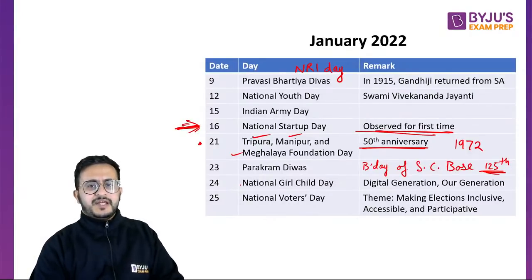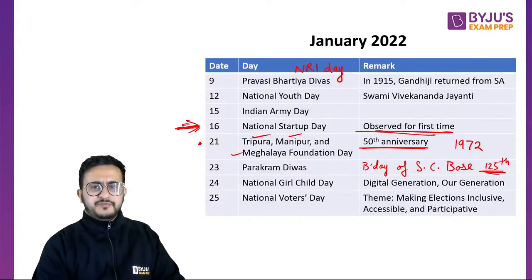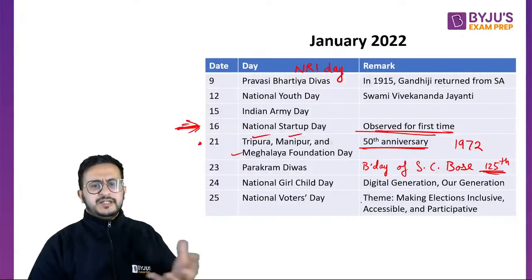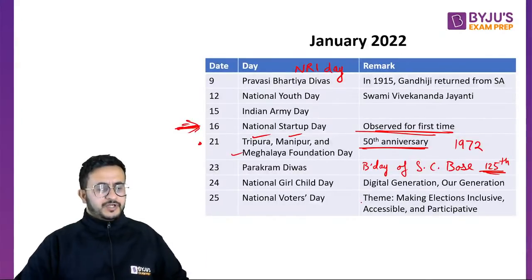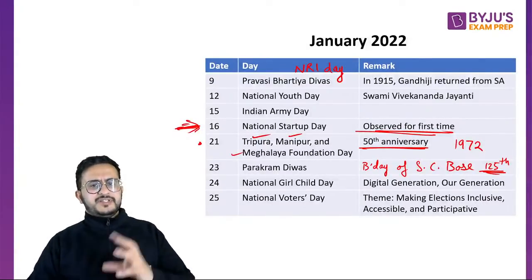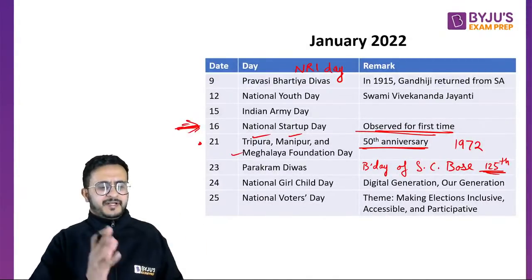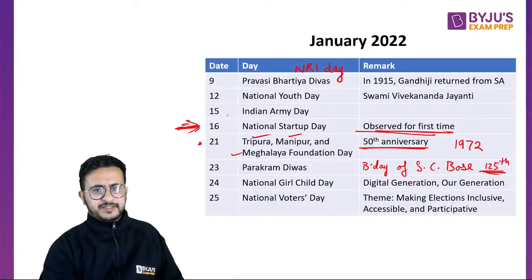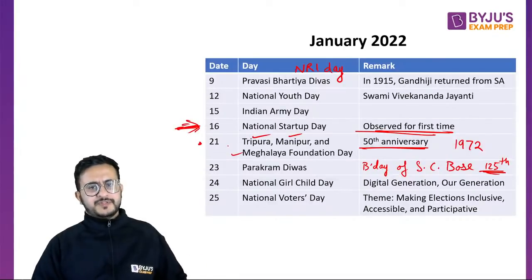And then National Girl Child Day, the theme was Digital Generation, Our Generation. The National Voters Day is observed on 25th of January. So these are some important days that were observed during the past 6 months. For some, they might ask the theme. For some, for example in this, they might ask you the states which observe that.